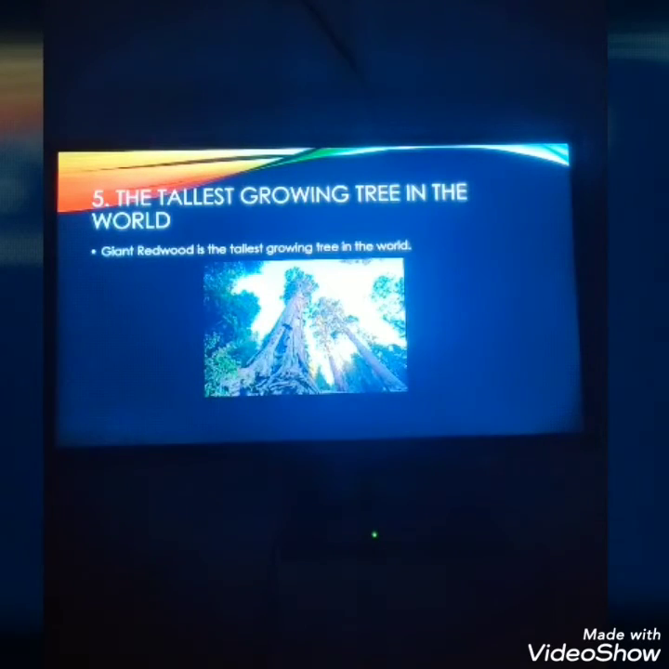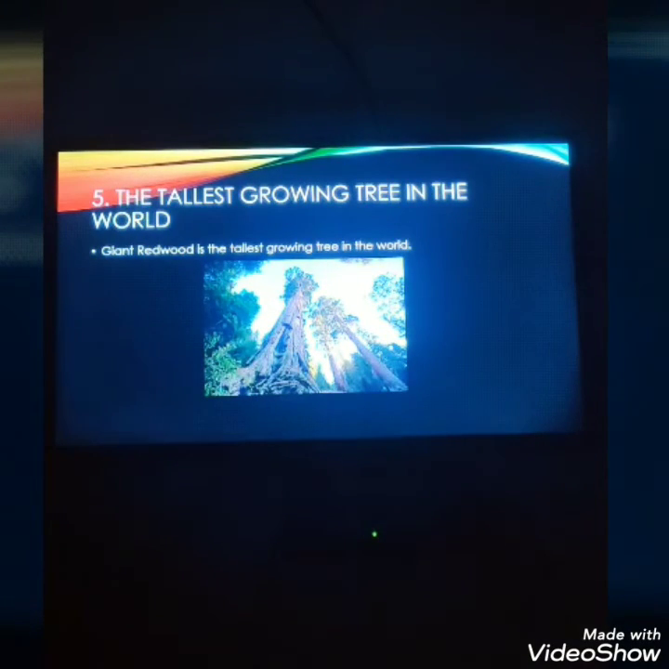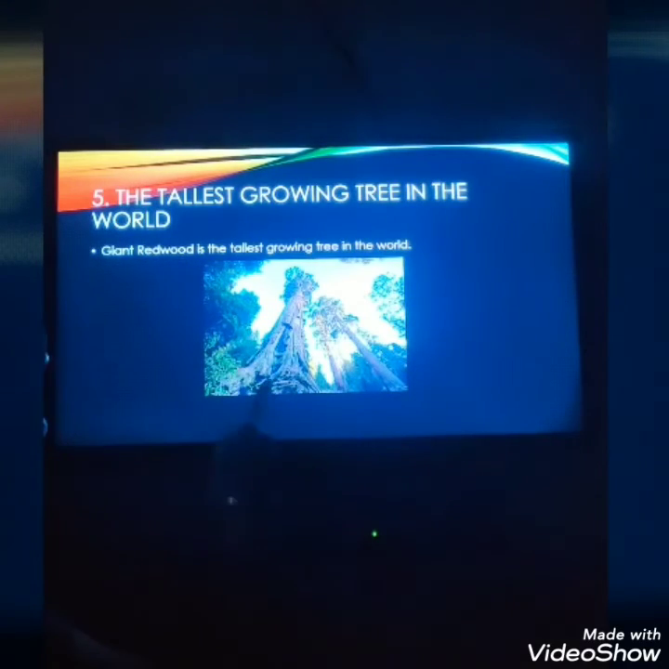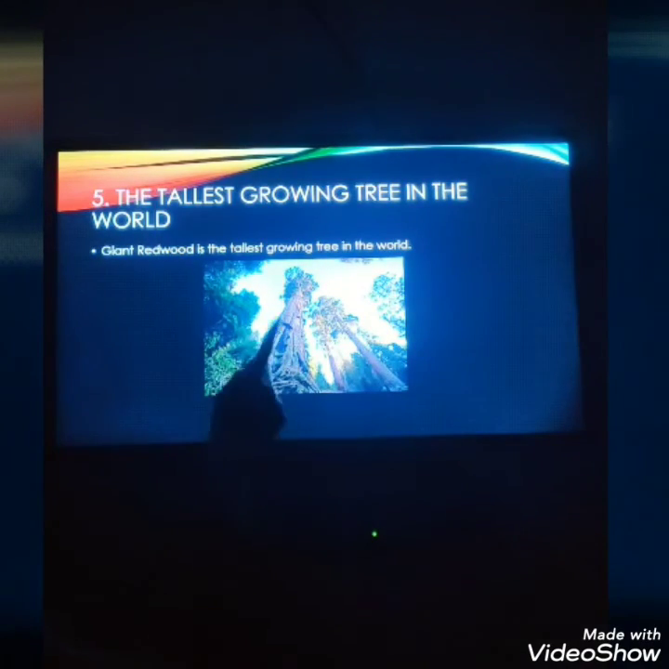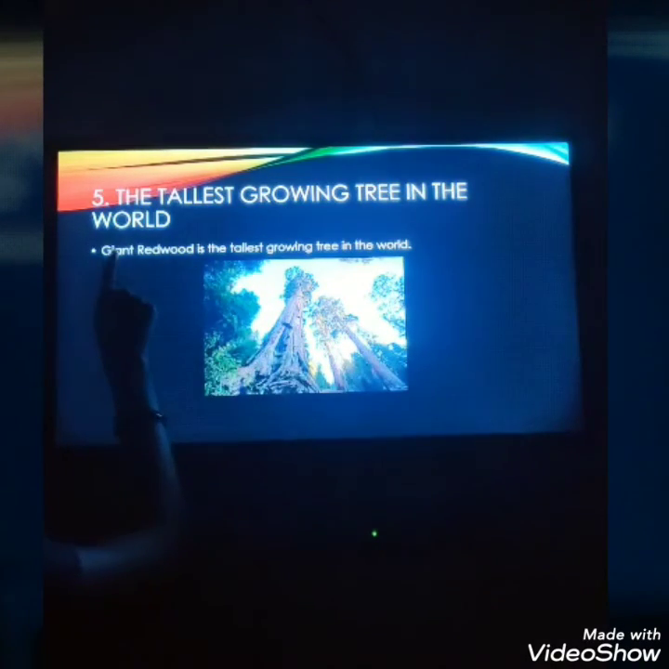Now let's come to the fifth point, the tallest growing plant in the world. Giant redwood. This is the giant redwood. It is the tallest growing tree in the world.